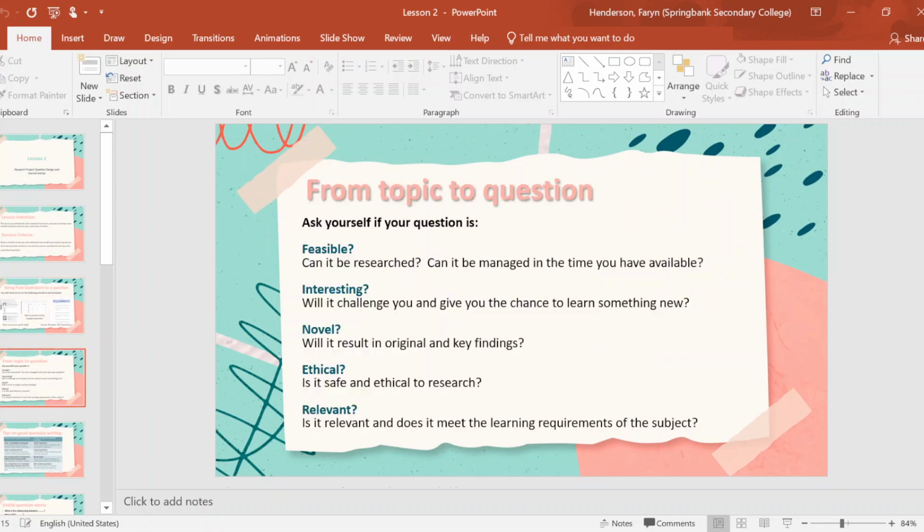Okay, when we're going from a topic, that broad umbrella topic, to a question that could be something we want to do as a research question, these are the main things you need to consider. Is it feasible, meaning can it actually be researched? Can you actually find sources online that will support your work? This is really important because you can't always use Wikipedia.